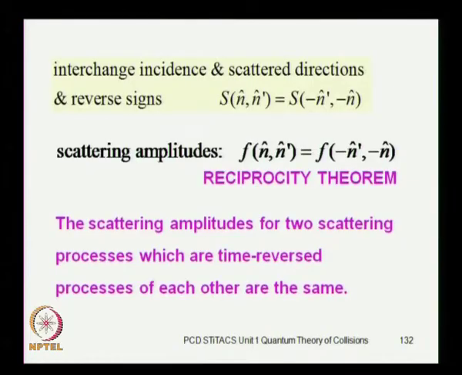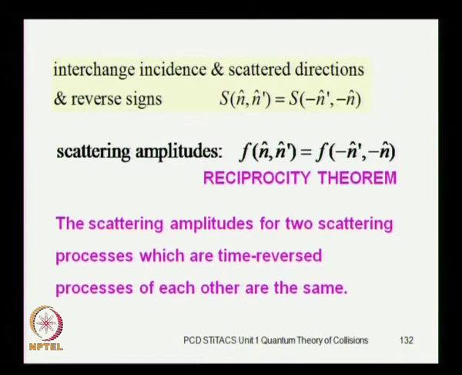That is the original definition of the angle that comes in the scattering amplitude, and now that result is completely equivalent because of this relationship that you recover the scattering amplitude in which the incidence direction is minus n prime and the scattered direction is minus n. So, that is the result that you get, which is known as the reciprocity theorem, that the scattering amplitudes for two scattering processes which are time reversed processes of each other are exactly the same.